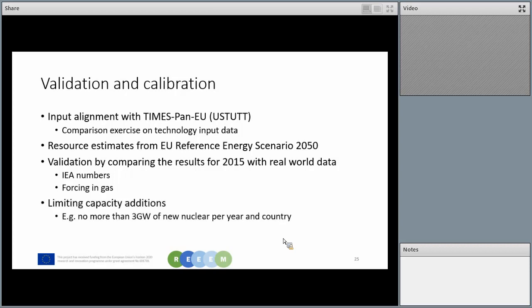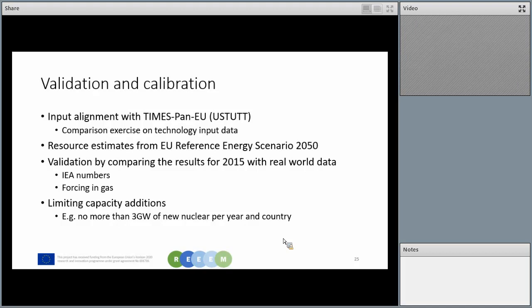Additionally, we had to put a constraint on how much capacity can be built per year of a technology. Most importantly here is the limit that had to be put on the capacity addition of nuclear power. We assumed that it's realistic that not more than 3 gigawatts of nuclear power can be added per year in a country.